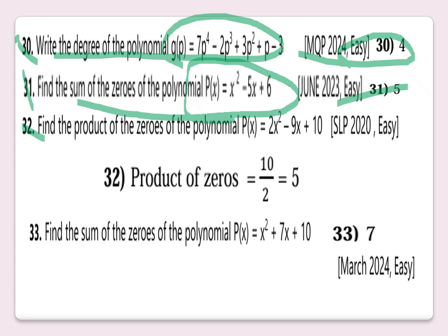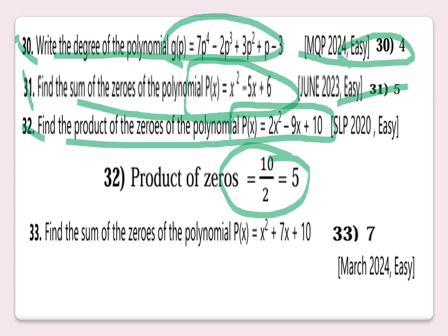Question number 32. Find the product of the zeros of the polynomial p of x is equal to 2x square minus 9x plus 10. Here again product means alpha into beta is equal to c by a, that is 10 by a, which is 2 here. So if you cancel, 2 ones are 2, 2 fives are 10. So 5 is the correct answer.